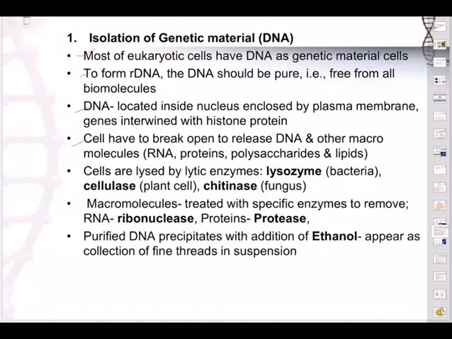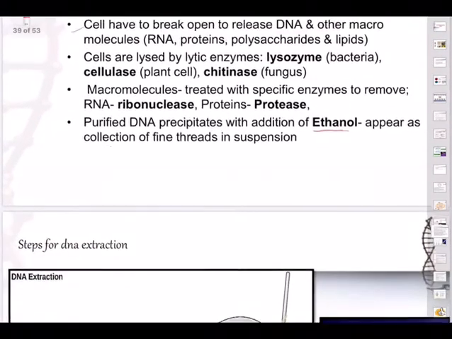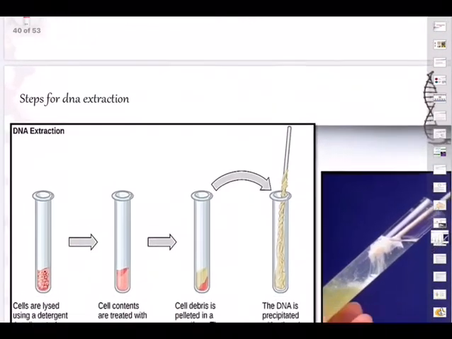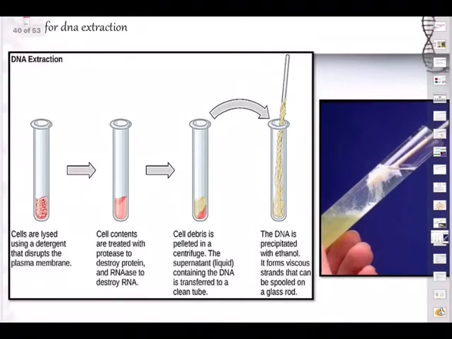So purified DNA precipitates with the addition of ethanol, and it appears like a collection of fine threads in suspension. And this experiment each one of you will be doing in our lab once you come back to school, and you will be very happy to do this experiment. So this is how you get the white threads here. So this is how you obtain it.